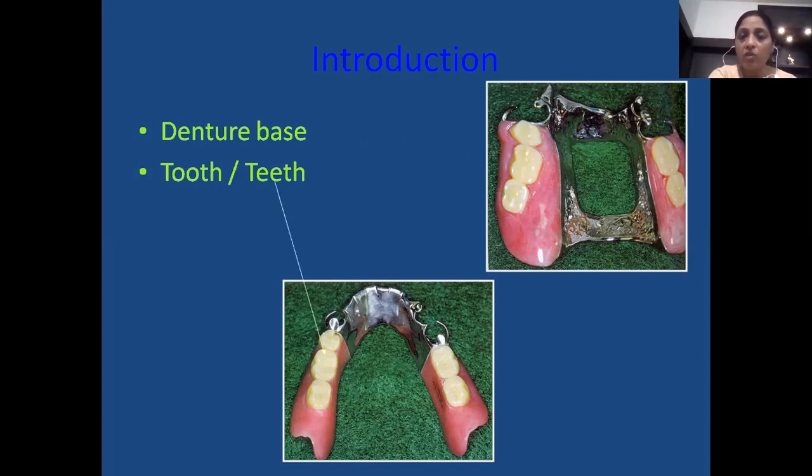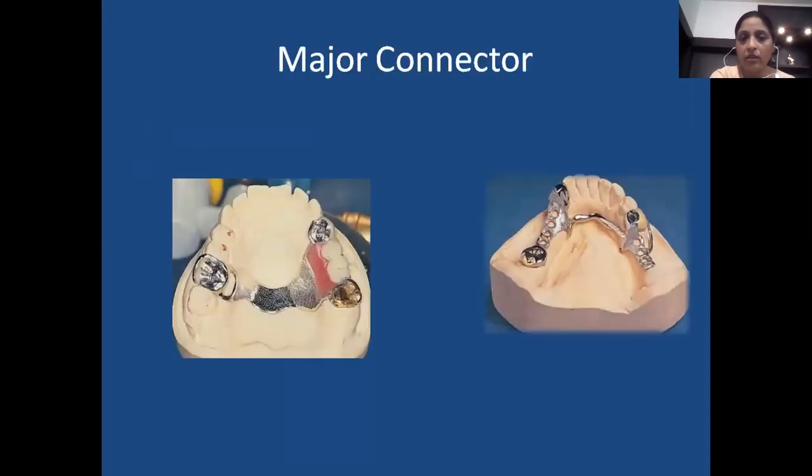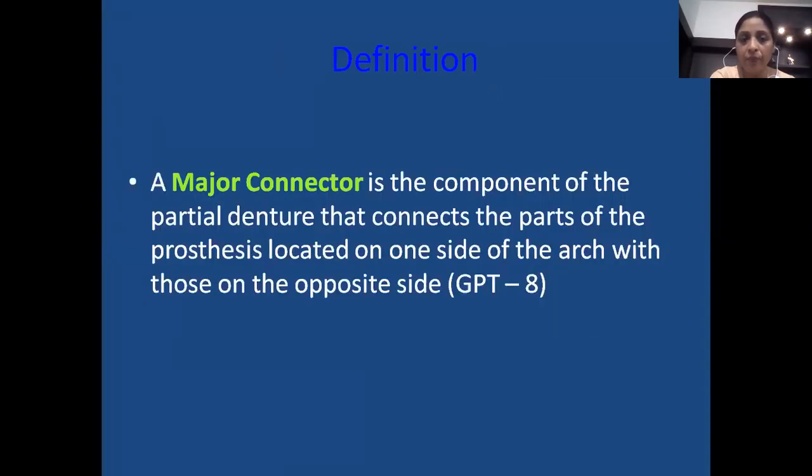Now out of all these components, today we'll talk about major connector. So as we have already discussed the definition of major connector, I would again like to tell you about the definition according to Glossary of Prosthodontic Terms 8. Now, a major connector is the component of the partial denture that connects the part of the prosthesis located on one side of the arch with those on the opposite side.